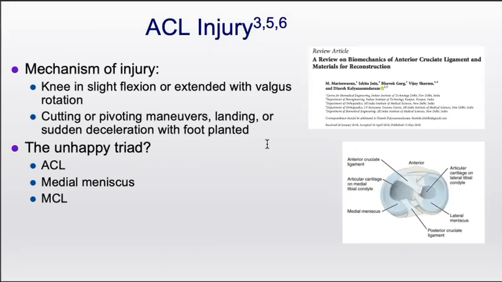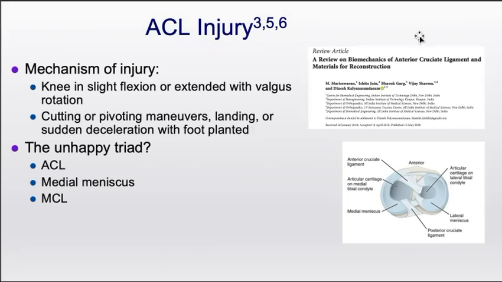One of the primary mechanisms of injury for an ACL injury is when the knee is in slight flexion up to about 30 degrees, or when it's extended with valgus rotation. So typically it happens with a cutting or pivoting maneuver, and sudden deceleration when the foot is planted.